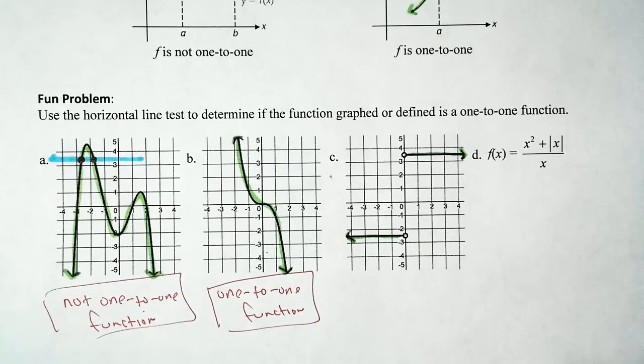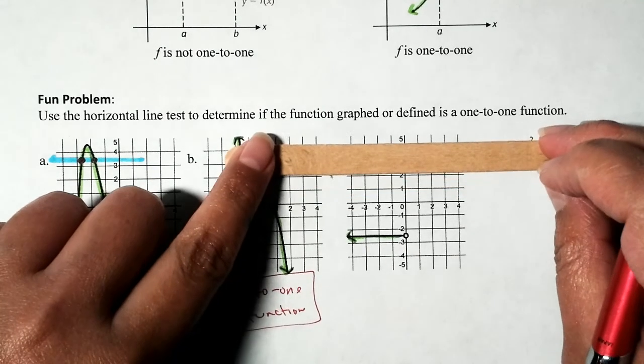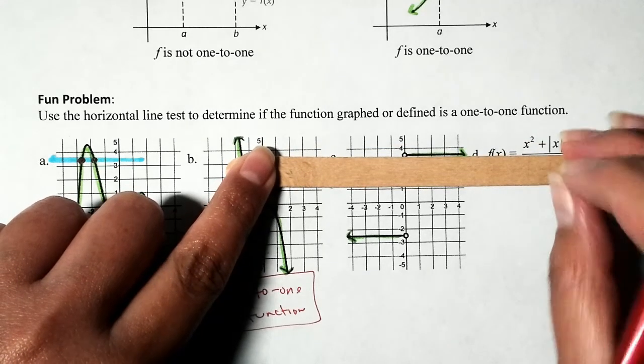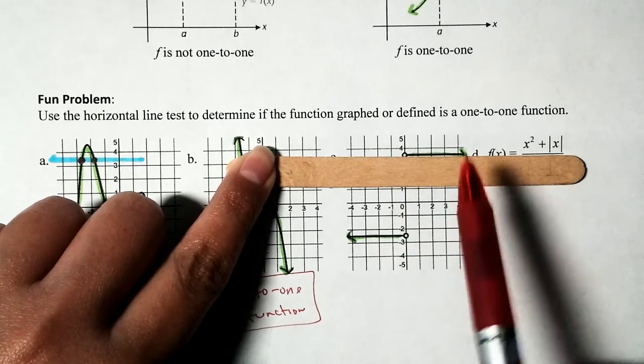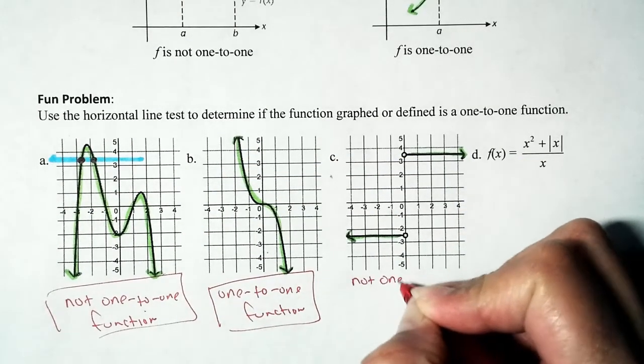Problem C, does this graph represent the graph of a one-to-one function? So again, one-to-one function, horizontal line test. Regular function, vertical line test. We're going to take our horizontal line, and as you can see, this graph fails the horizontal line test because we have a horizontal line right here. So to answer the question, this one is not one-to-one.